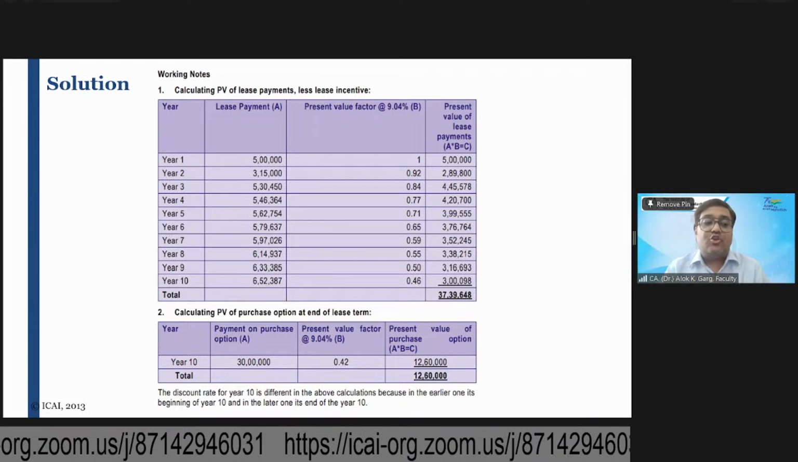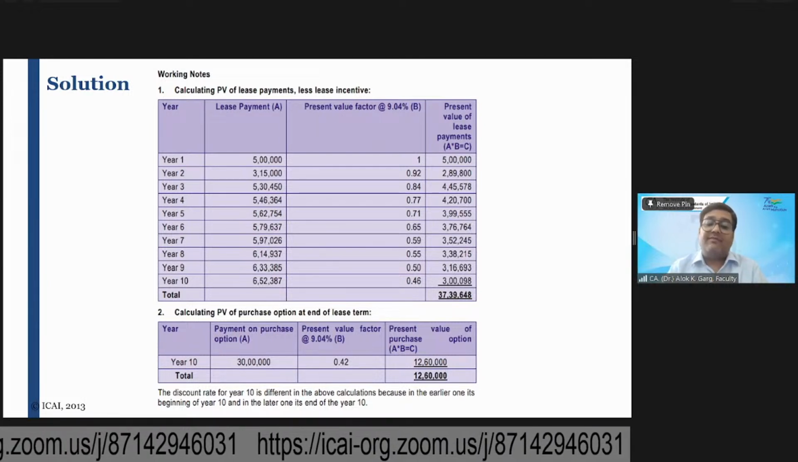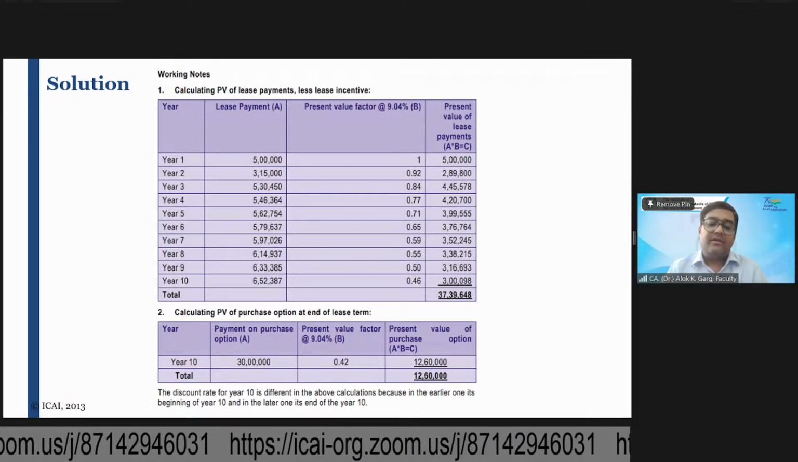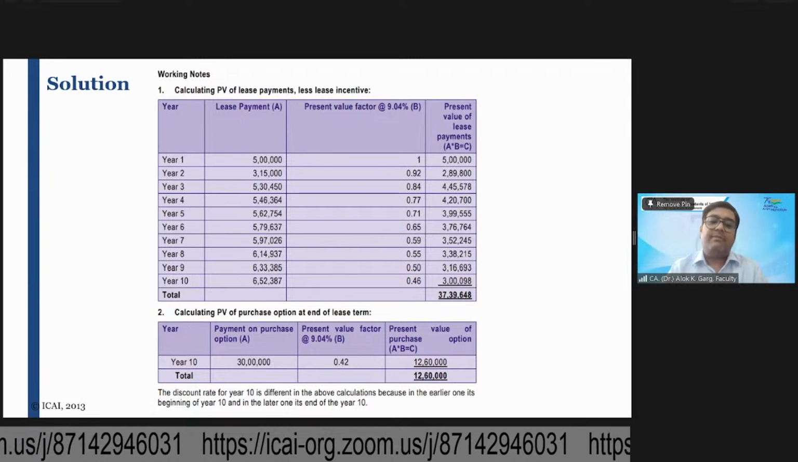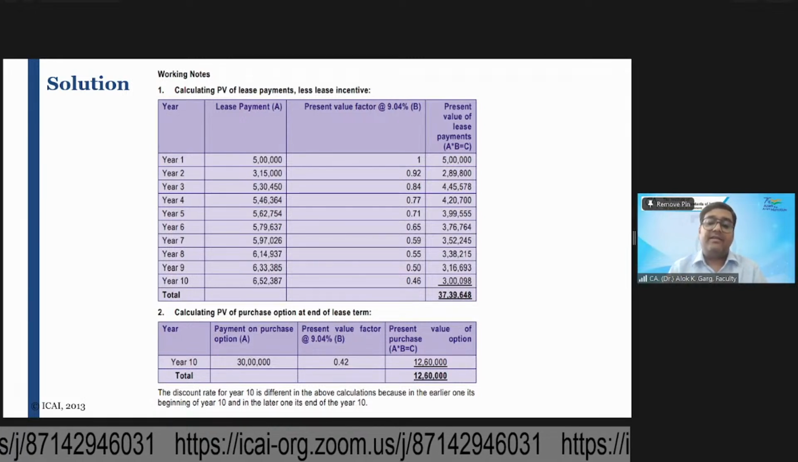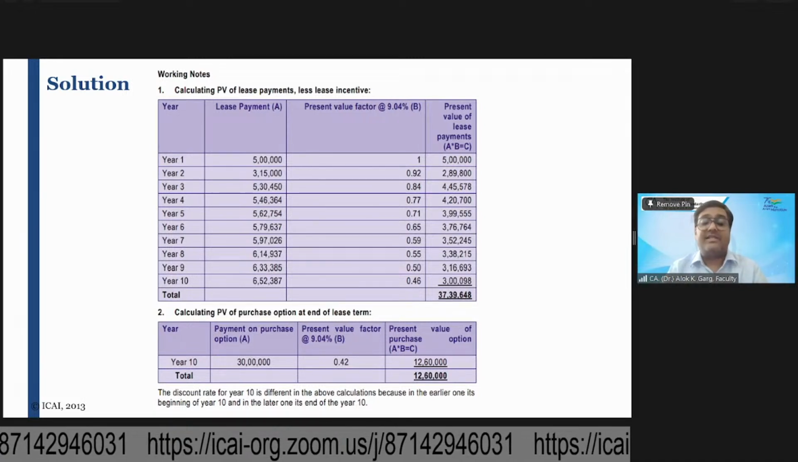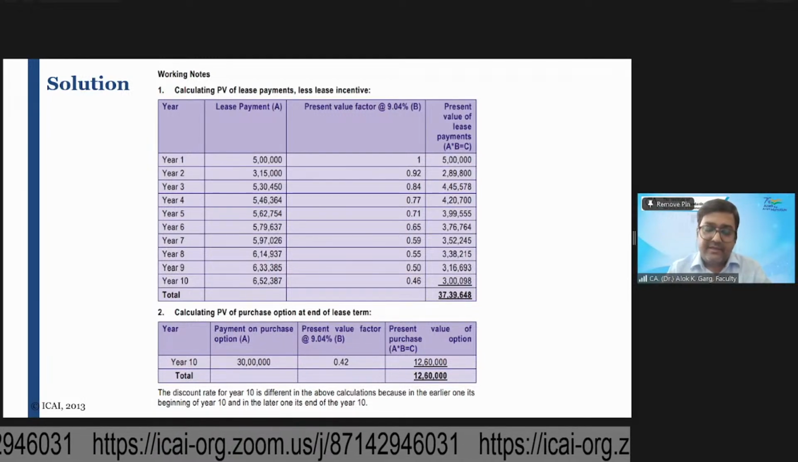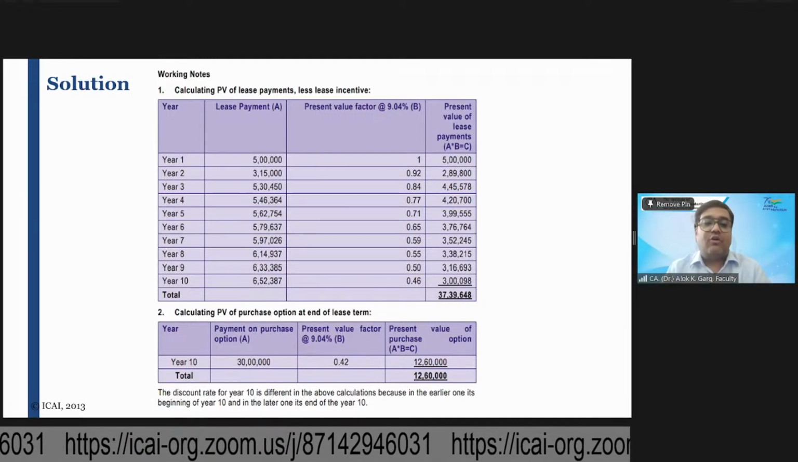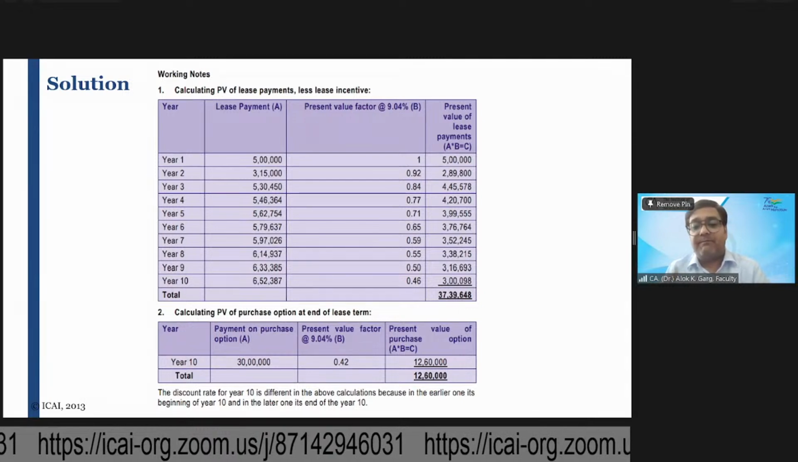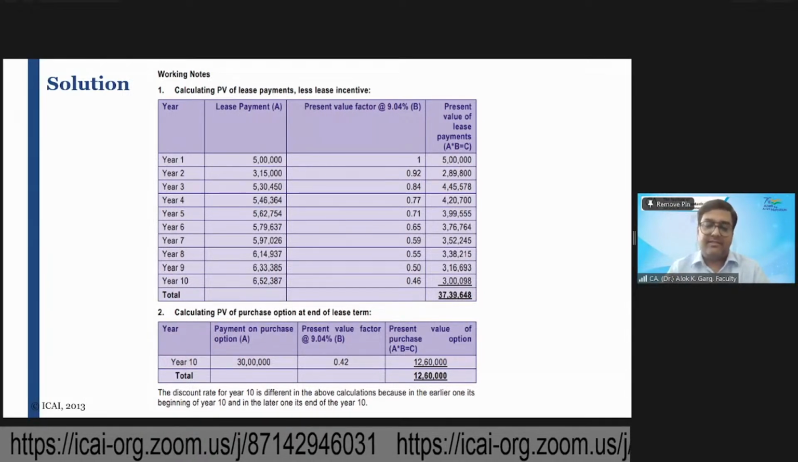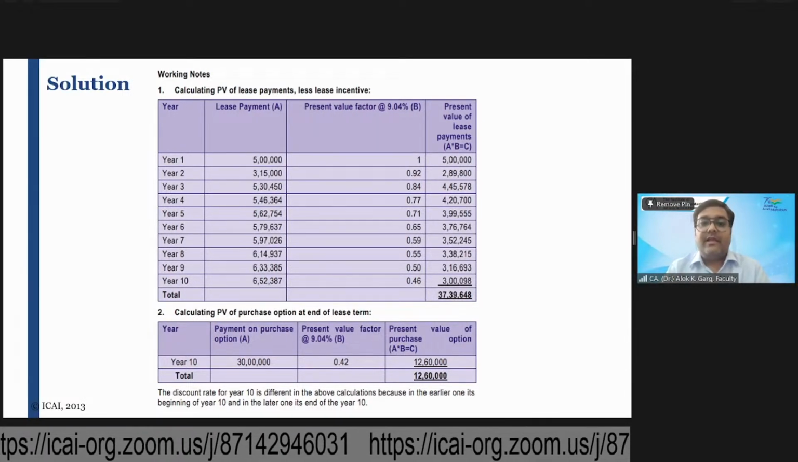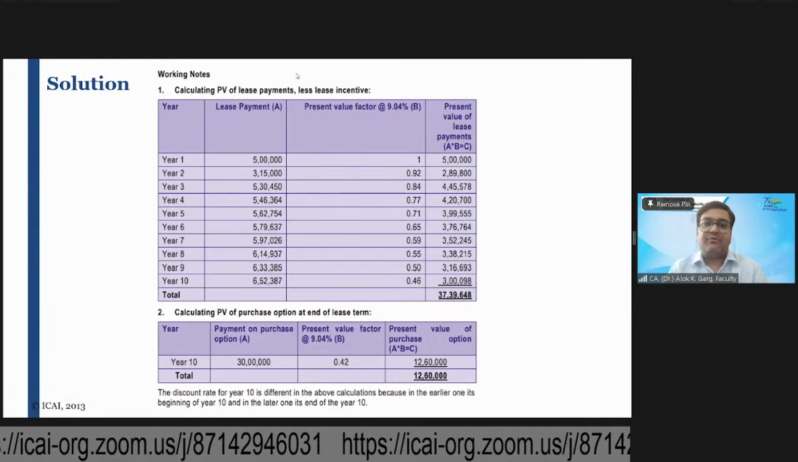And friends, in tomorrow's class, we will discuss lessor accounting, lease modification, sublease, and sale and lease back, right? These four aspects we will be discussing in tomorrow's class, at the same time, and we will continue with the concept and complete Ind AS 116, right? Tomorrow. If you have any question, I would be happy to answer.